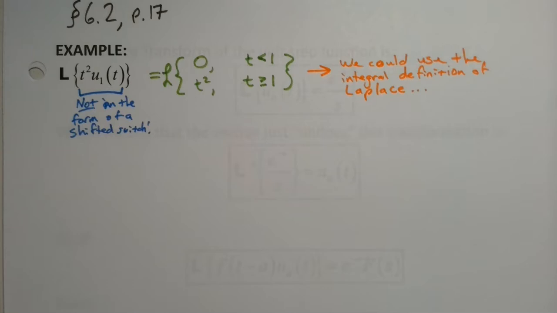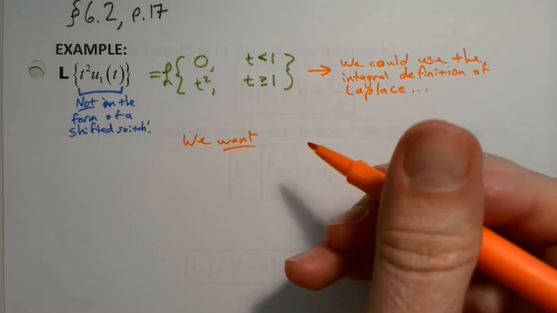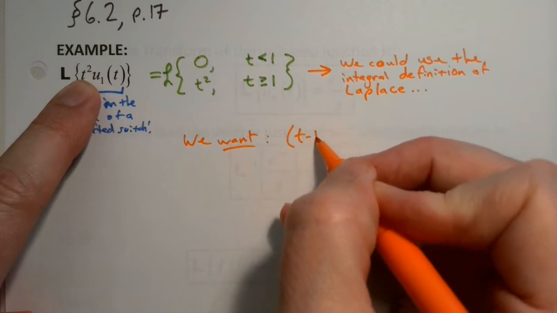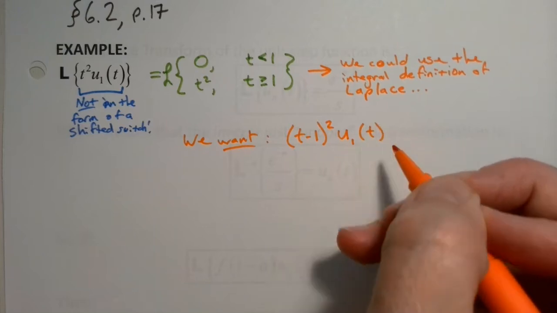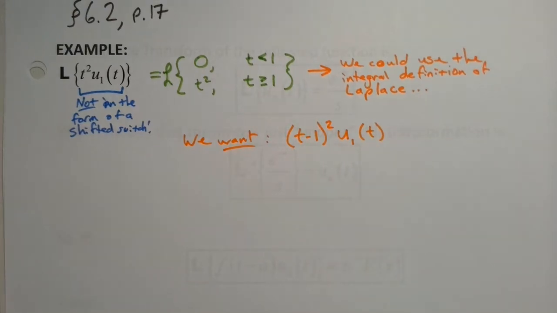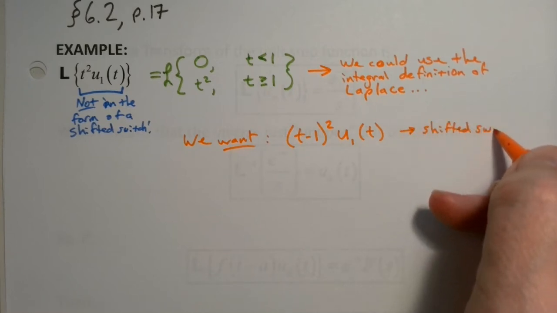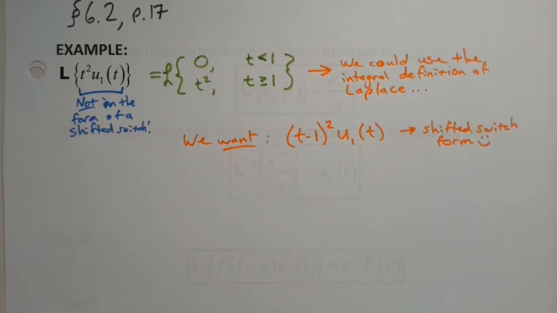The problem is what we really want is something that's the shifted switch version, so we want something that looks like this: t minus 1 quantity squared times u sub 1 of t. This would be the perfect shifted switch. That's a shifted switch form, and that would be wonderful. If it started off that way, we'd be done already. So what I really need to be able to do is to find a way to manipulate this a little bit.